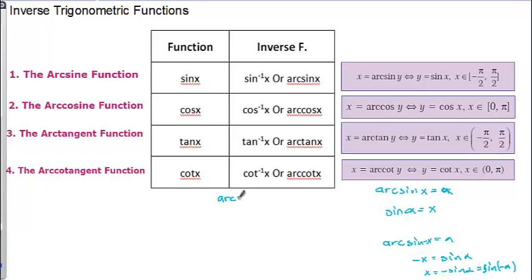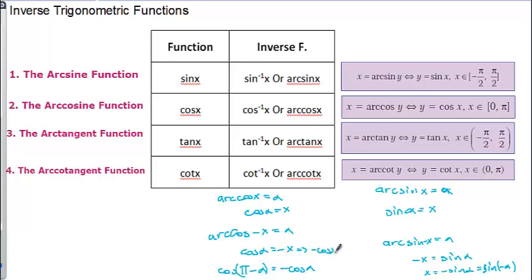If arc cosine x is equal to alpha, it means that cosine alpha is equal to x. If arc cosine of minus x is equal to alpha, it means that cosine alpha is equal to minus x, and cosine of pi minus alpha is equal to minus cosine alpha, which is equal to x. So we are going to find cosine of alpha in terms of pi minus alpha, which is also a reduction formula.